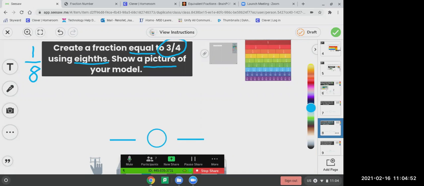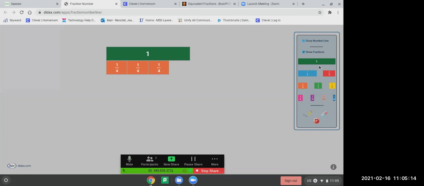Create a fraction equal to 3 1/4 using eighths. Okay, this is where my job is. I need to use 1/8 unit fractions, and I'm going to build a model that's equal to 3 1/4. On the right, I'm going to look for 1/8. Got it right here. And I'm going to explore to see how many 1/8 will be equal to 3 1/4.